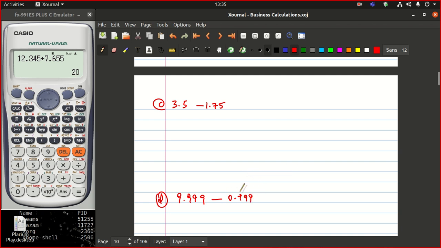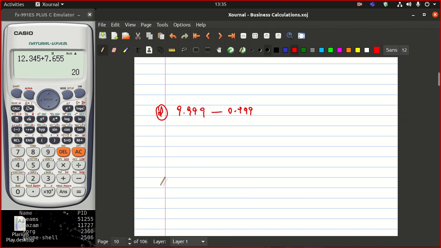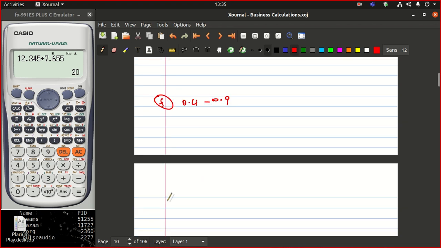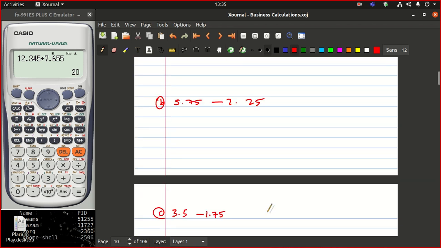Okay, fine. And then E, my E is going to be 1, minus 0.001, and I want us to have an F. Our F is going to be 0.4 minus 0.9, and then we're also going to have a G, and our G is going to be 2.25, and then you're subtracting 5.75. So that's what I want us to do under subtraction.